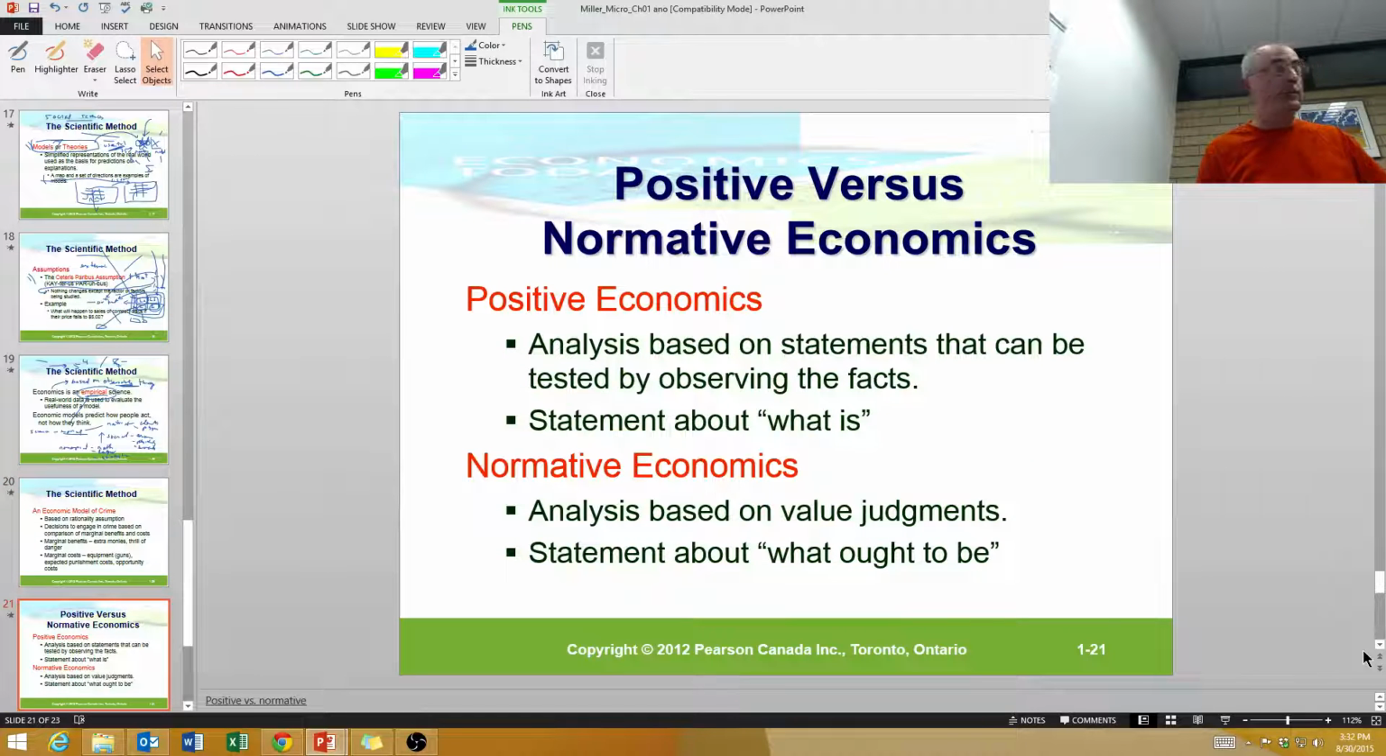Okay, so the final little section of chapter 1 here, and then we'll call it a break, and then I'll start a new video for chapter 2, or go to Collaborate. So we draw this distinction in economics between so-called positive economics versus normative economics. And I mentioned earlier, the word positive means descriptive.